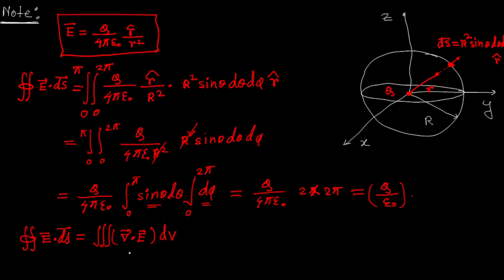From the surface integral we get this result. Now we have to calculate the volume integral of this electric field over this volume, and let's see if we get the same result or not. Can we get the same result that we got from the surface integral? For that, first we have to write the divergence of the electric field.